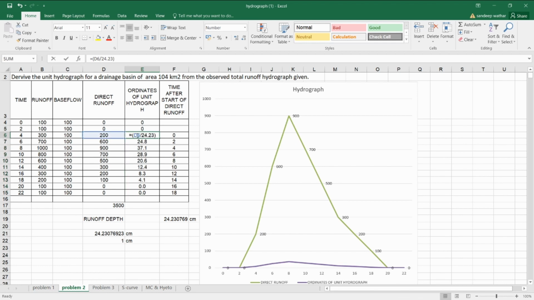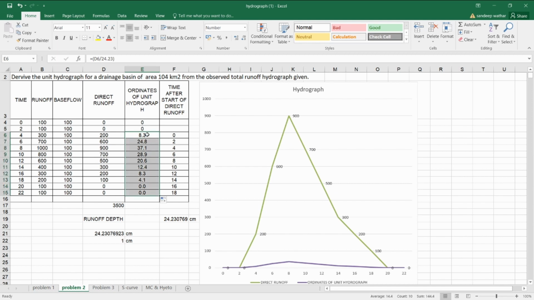So all these values should be divided by 24.23. See here, D6 is representing this cell, which is 200. Okay, 200 is divided by 24.23. Now this ordinate is representing, if there is 1 centimeter of rainfall, 8.3 would be the ordinate. If it is 24.23 centimeter, 200 would have been the ordinate. So this 200 is divided by the effective rainfall, and I got to know how much is the ordinate in case of only 1 centimeter of rainfall.